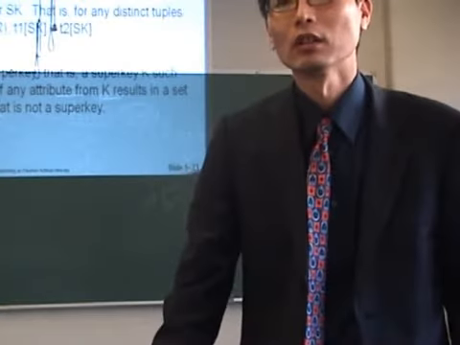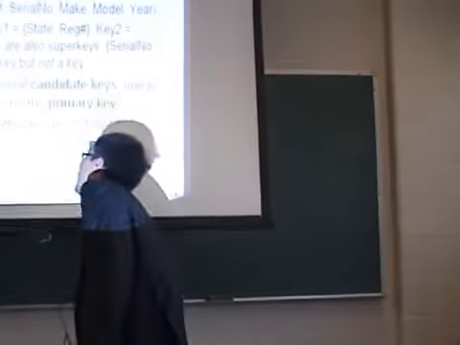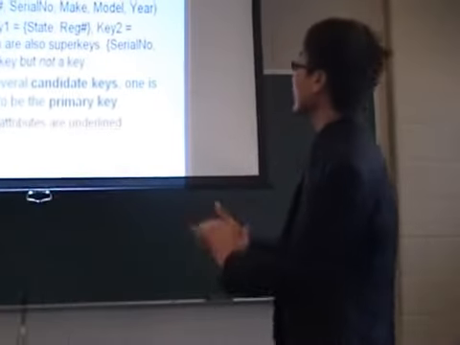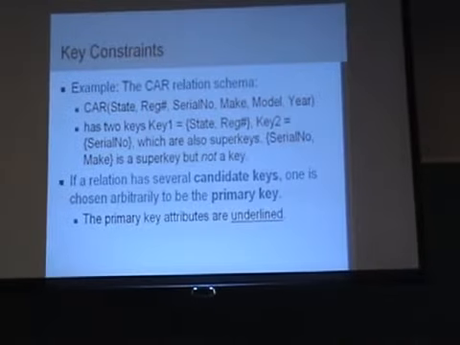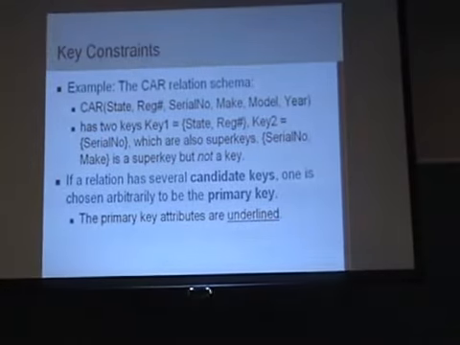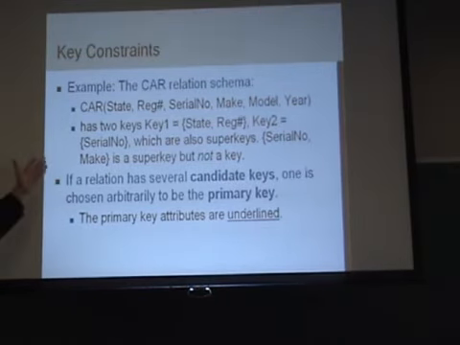For example, in this case, the key constraint. We have the sample relation CAR: registration number, serial number, make, model, key. How many keys can you find? How many super keys can you find? Many. Like we can use state, registration number, serial number, make. We can use registration number, make, model, and year. There are so many. Among them, you can select a minimal super key, that is called a candidate key. How many candidate keys? In this case, 2.